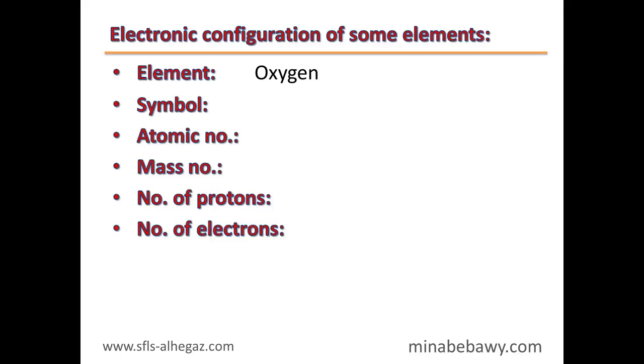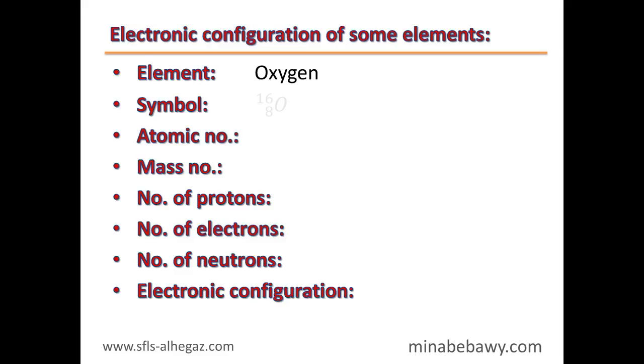The next element is oxygen. The symbol of oxygen is O. Its atomic number equals 8. Mass number equals 16. Number of protons equals 8. Number of electrons equals 8. Number of neutrons equals 8.